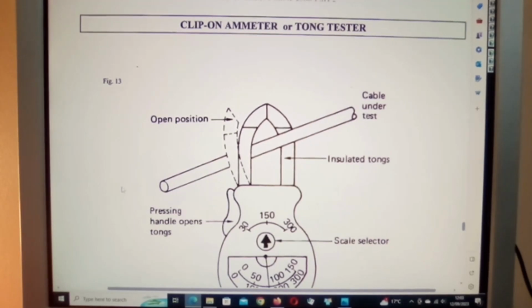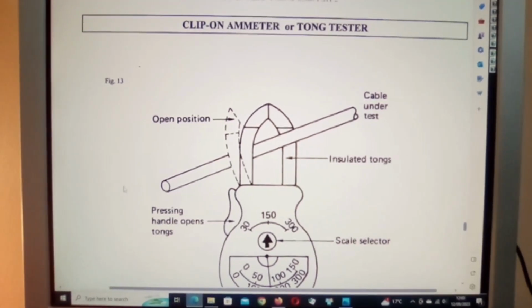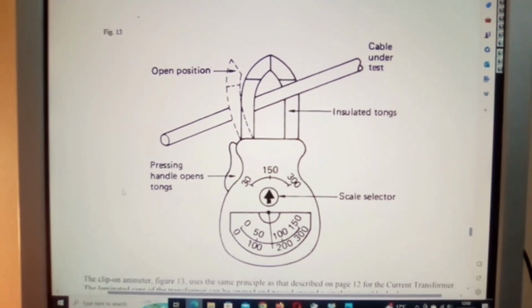Clip-on ammeter or tongue tester. That's what this is here.